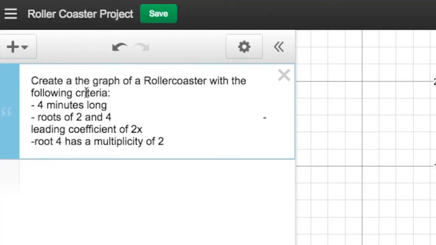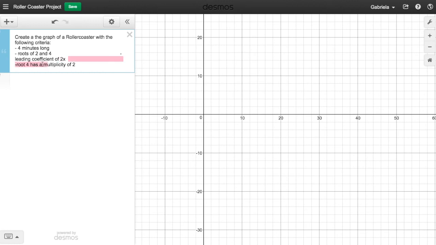In this example, we're asked to create the graph of a roller coaster with the following criteria: 4 minutes long, has roots of 2 and 4, its leading coefficient is 2x, and the root 4 has a multiplicity of 2. Creating a graph from this criteria may seem kind of difficult, but in reality it's not.